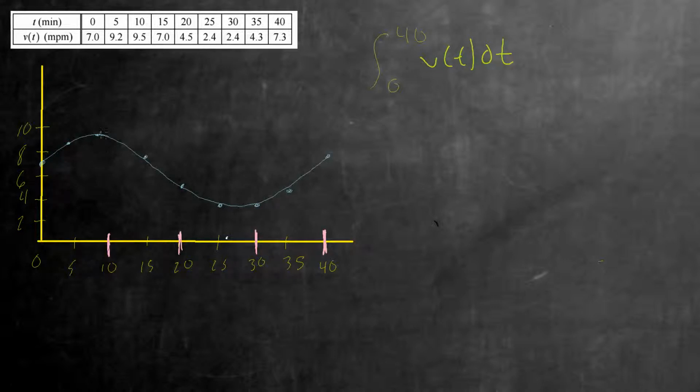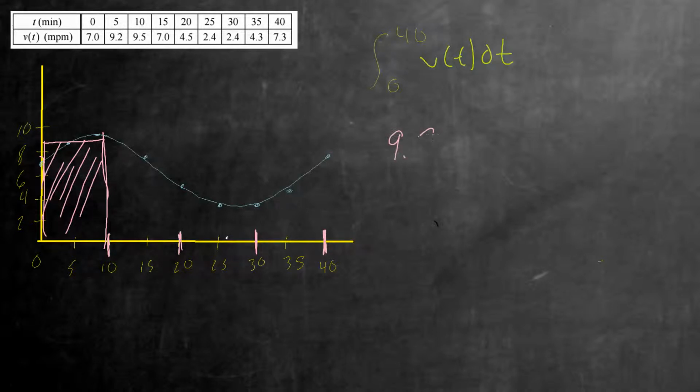So over the first subinterval, I'm looking to estimate this area under the curve. Using a midpoint Riemann sum, here's the midpoint of this subinterval. So there's my rectangle. The area of that rectangle is going to be, the midpoint was 5, so it should be 9.2 times 10. 10 is our width.